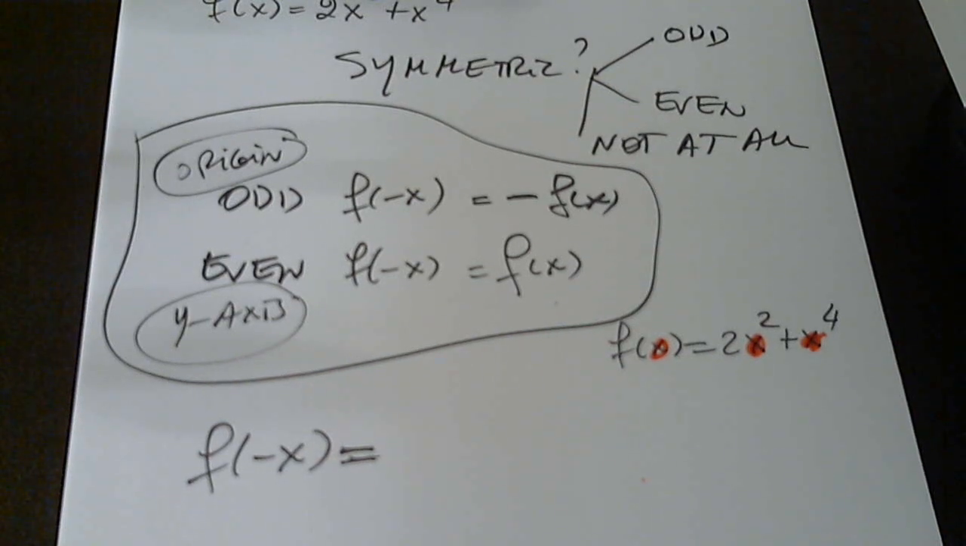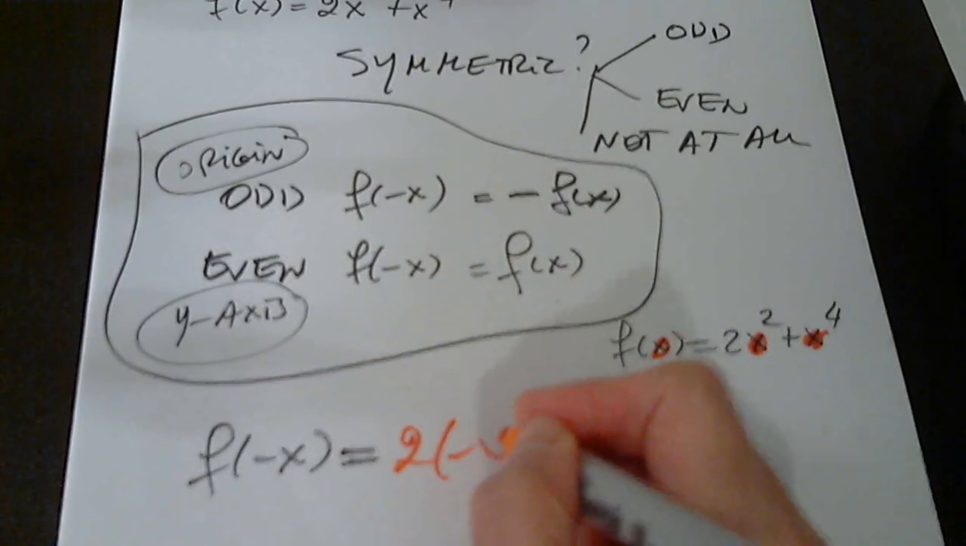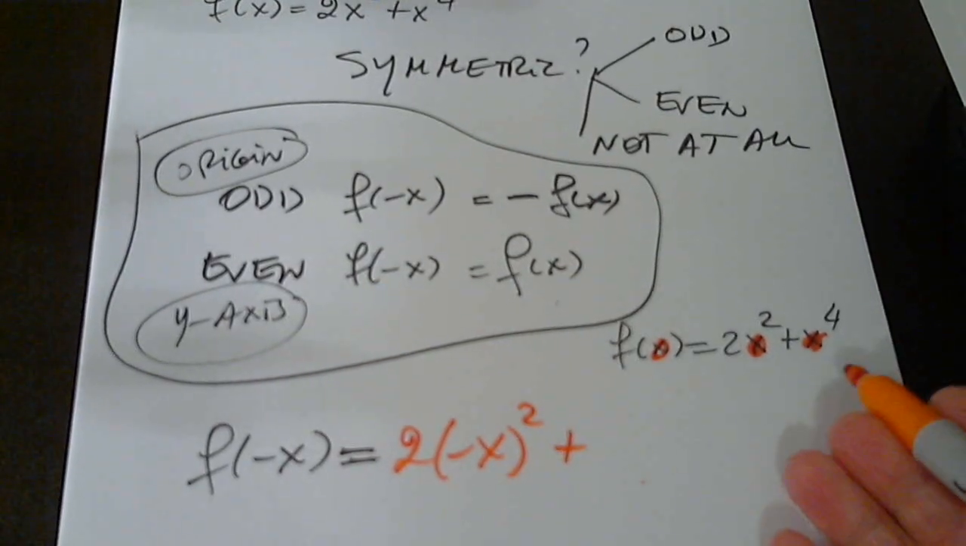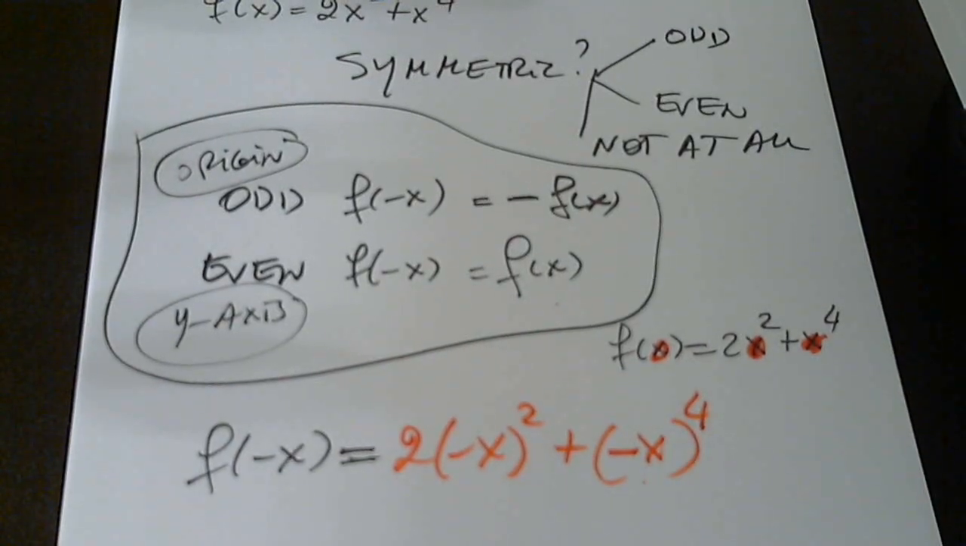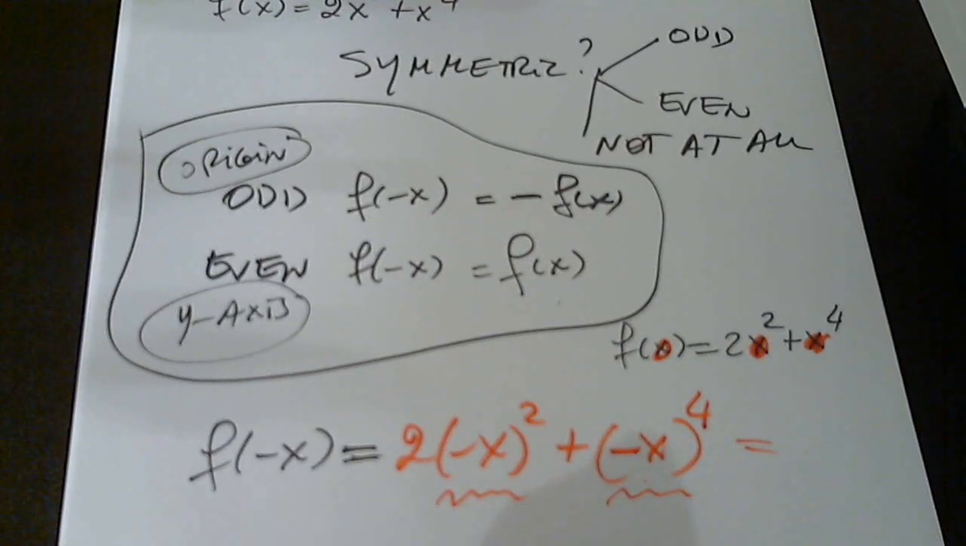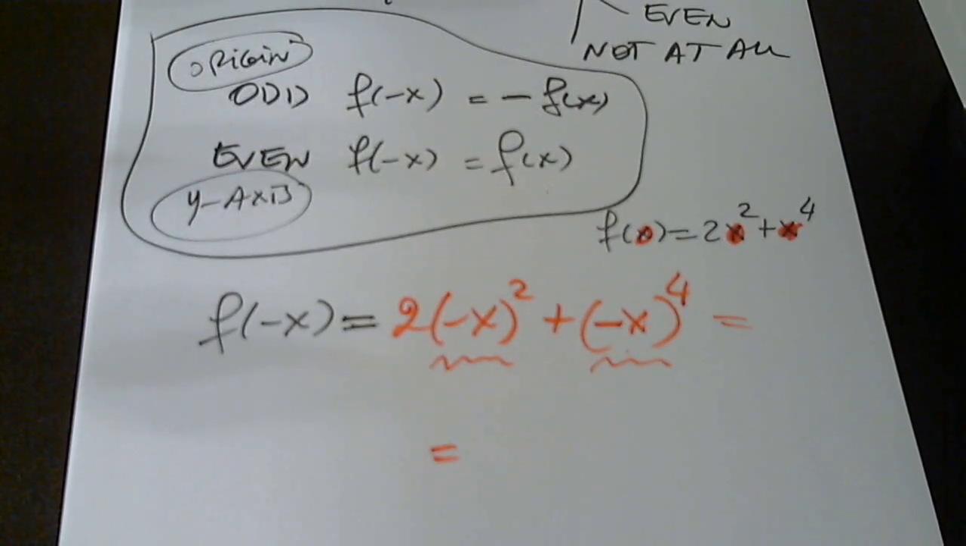Now I can plug in anything I want. So what should I put in? Would it be 2 times negative x in parentheses squared, plus negative x in parentheses to the 4th power? Excellent. Now we have to identify this, and simplify without parentheses.